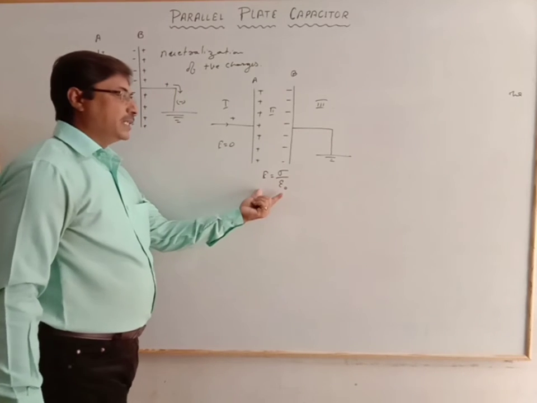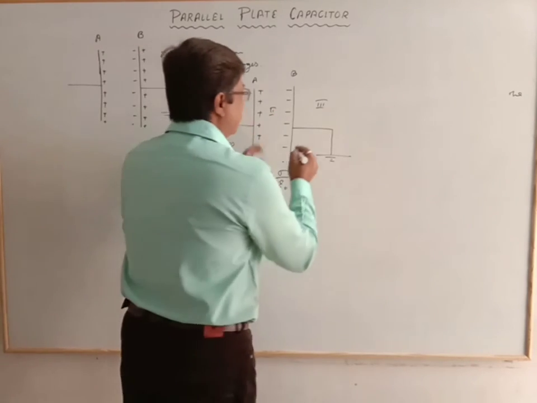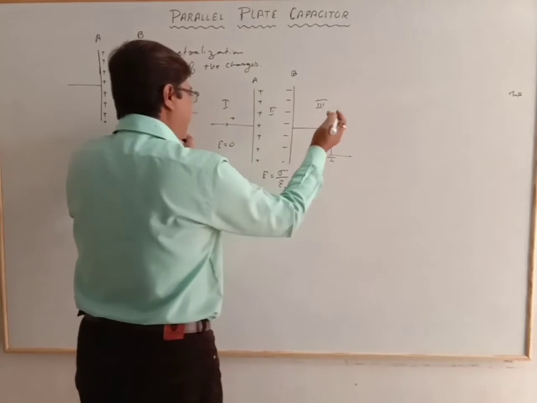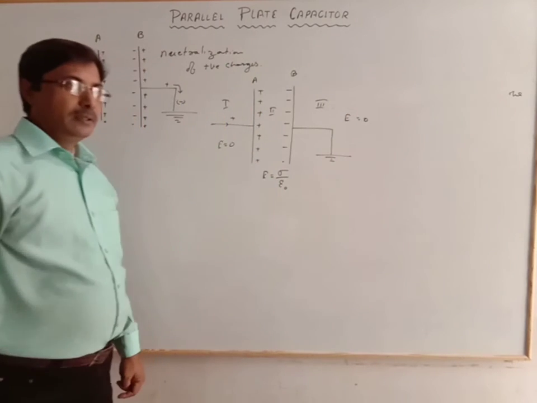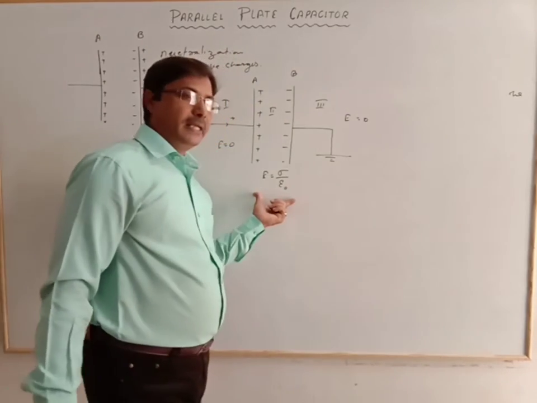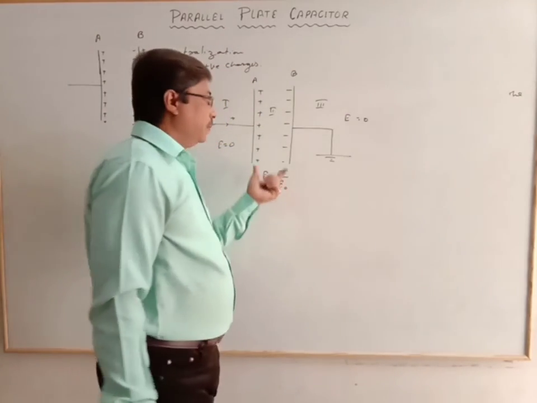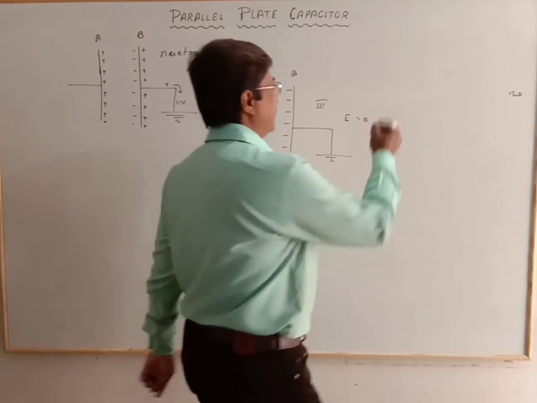The value of the electric field lies only between the two plates. On either of the outer sides of the two plates, the electric field value is equal to 0. How do we come to know that? We have already studied in the case of Gauss theorem the electric field due to two different charge densities.